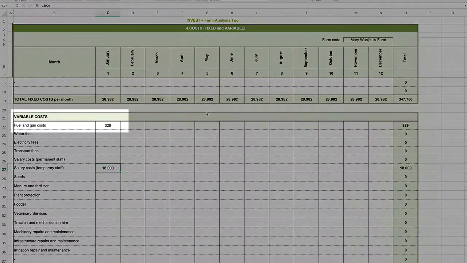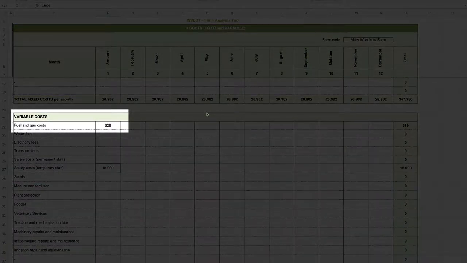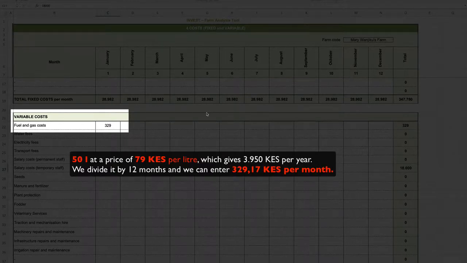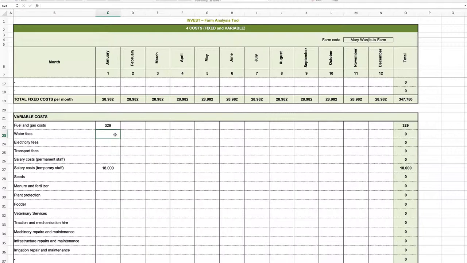Fuel cost for machinery amounts to 50 liter at a price of 79 Kenyan shillings per liter, which gives 3,950 Kenyan shillings per year. We divide it by 12 so that we can enter 329.17 Kenyan shillings per month. We see 329 Kenyan shillings in a table because only rounded numbers are shown here.